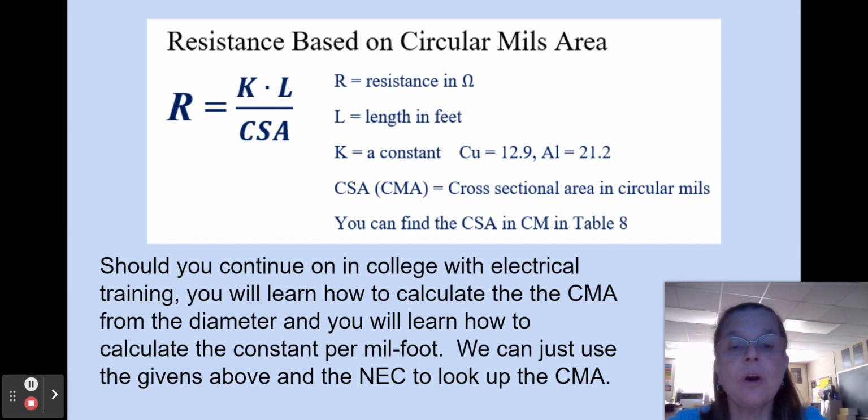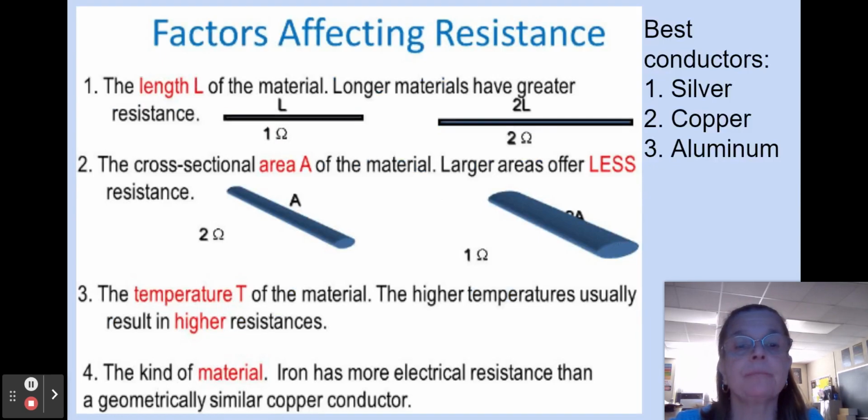Should you continue on in college with electrical training, you will learn how to calculate the CMA from the diameter, and you will learn how to calculate the constant per mil foot. We can just use the givens above and the NEC code book to look up our circular mill area.